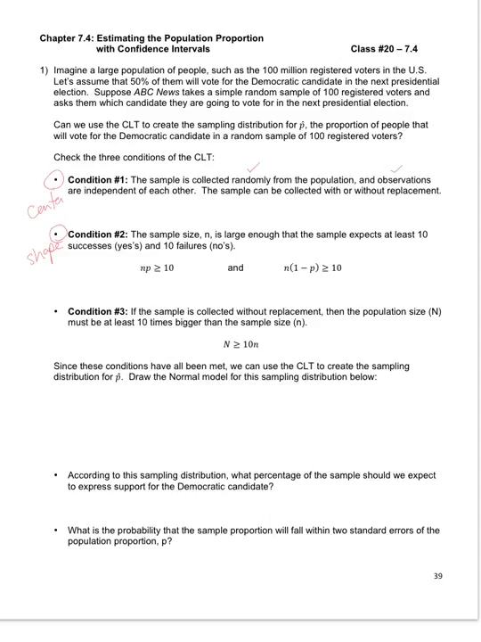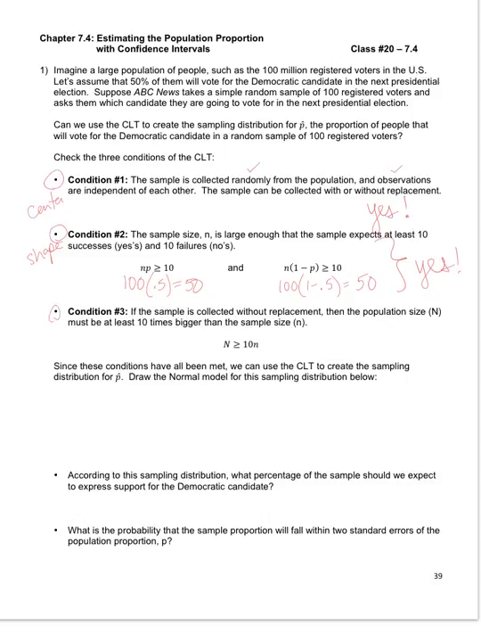So we're checking to see whether the sample size n is large enough that the sample expects at least 10 successes and 10 failures. Right? So our sample size is 100, p is 0.5, so that gives us 50. And here our sample size is 100, and 1 minus 0.5 gives us 50 as well. So here we can say yes, our sample size is big enough. And just to be consistent, I'm going to go back to condition 1 and put a yes there.